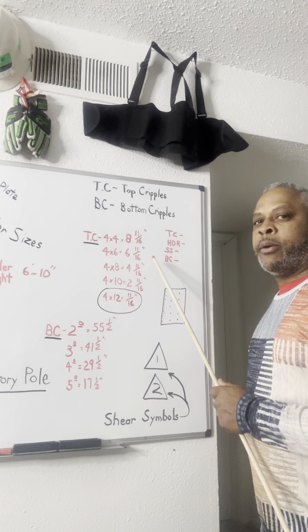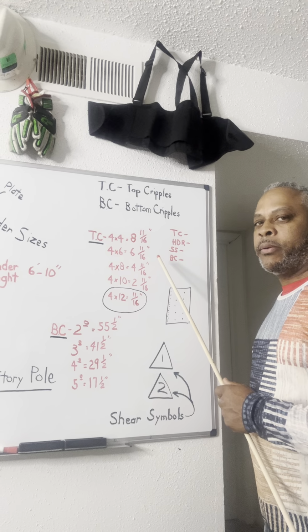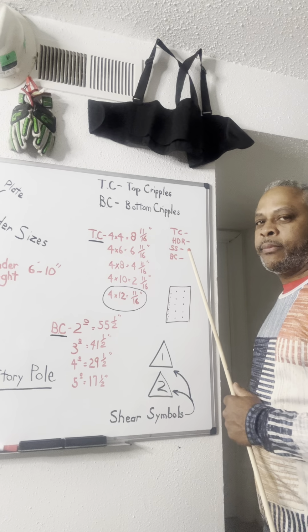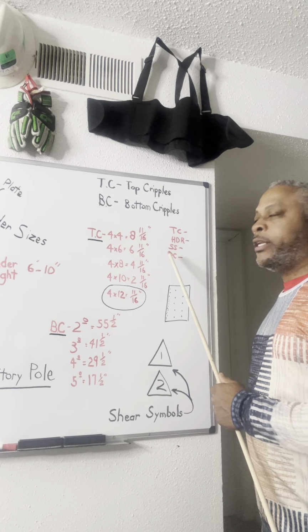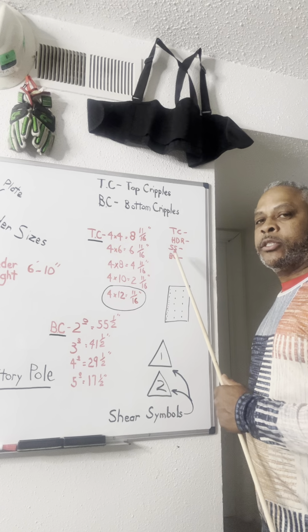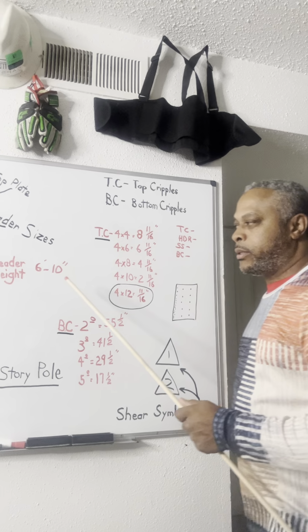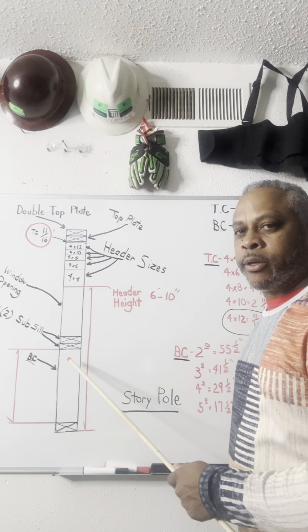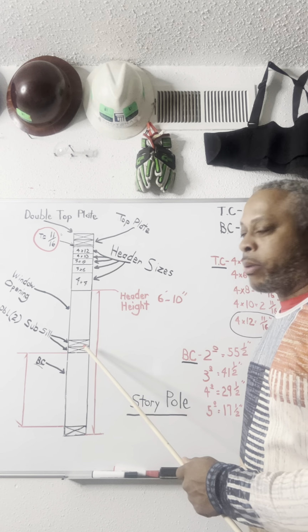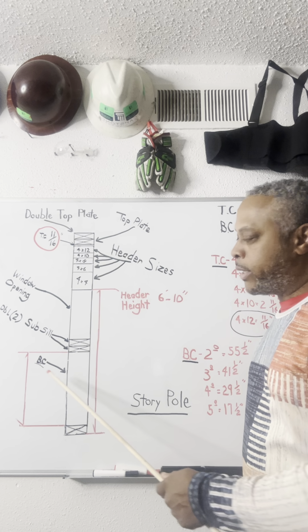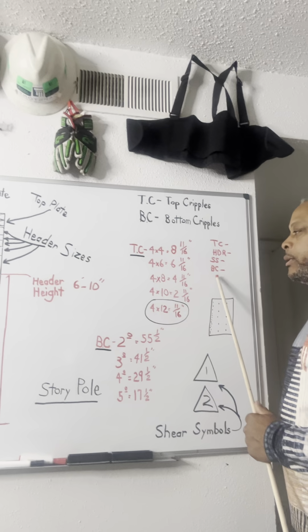When you put your packages together for your framing, these are the abbreviations that the framer needs to see on the slab. He needs to see TC, top cripples. He needs to see HDR, that's the header. He needs to see the double S, that's the subsill. These members here, the subsill, is the bottom where the window rests upon. And the support of the bottom is the bottom cripples. That's the BC.